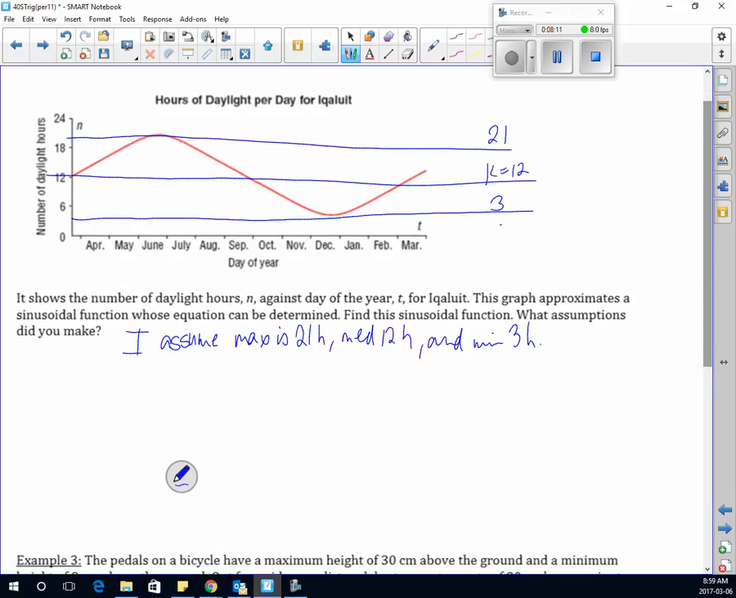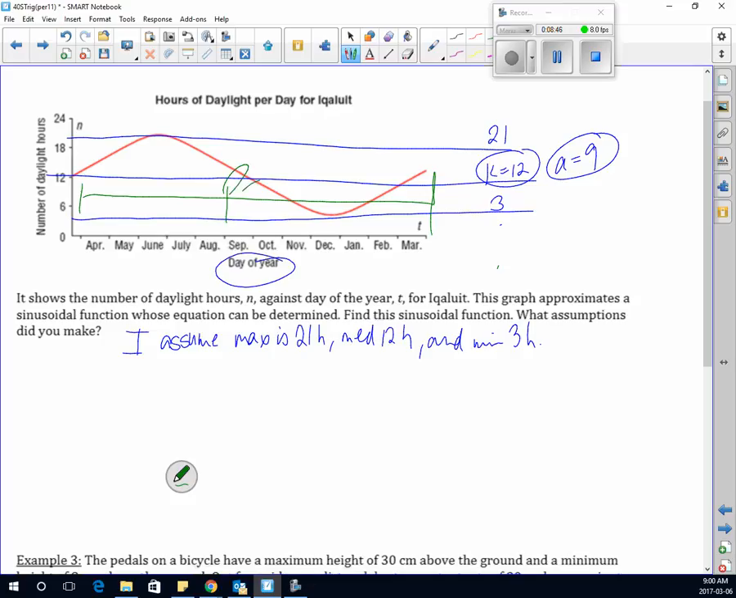What else am I going to have to assume? Well, first off, I did just say that A is 9, right? What's my period here? This is day of year, by the way. Even though they have months listed, they didn't start with day 1, day 2, day 3, day 4. They did it by months just to make it easier looking. What's the length from here to here? How many days would that be? Yeah. So period is 365.